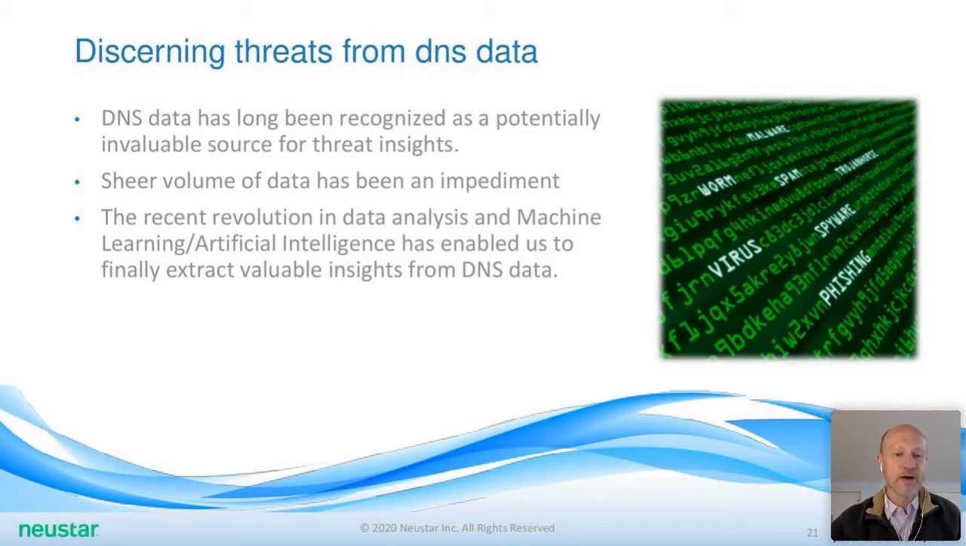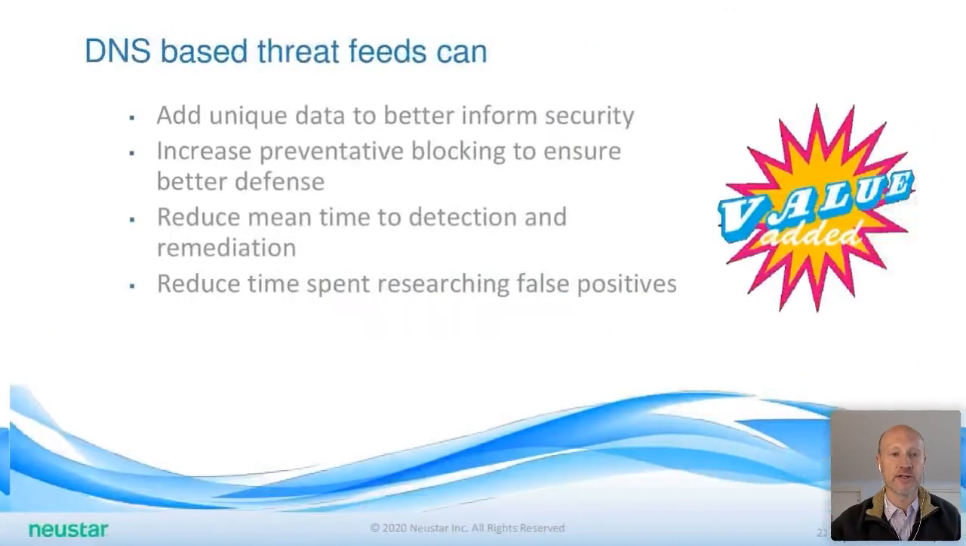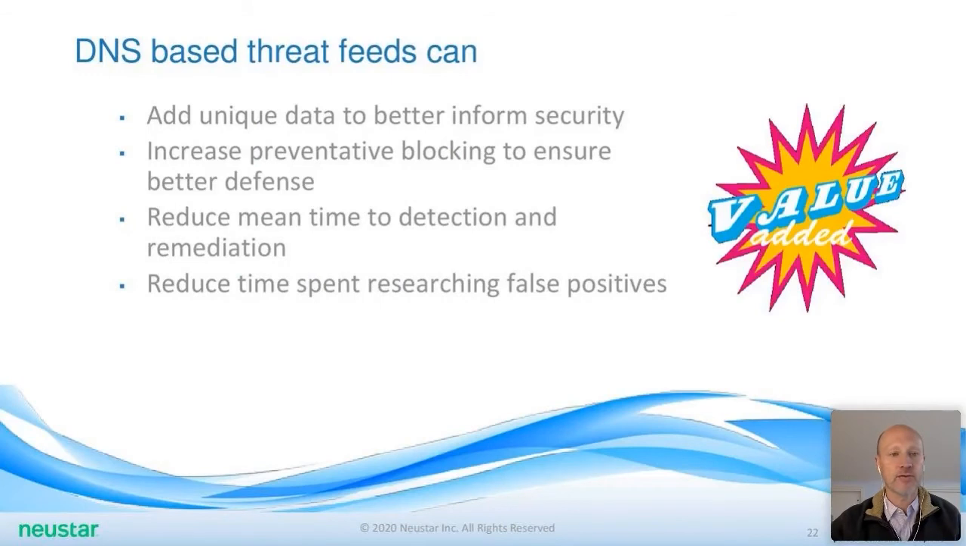Over the last few years, with some of the improvements in machine learning, we've actually been able to use machine learning to find some of these emerging threats using DNS data. And what can we use this for? You already have a lot of threat defenses. The threat intelligence that comes from DNS data can complement those. And we'll talk about how it does that in a little bit as we go through here.